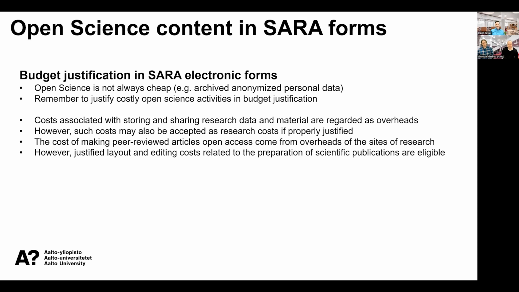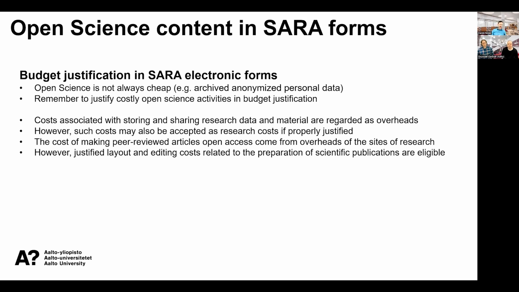However, there are some ineligible costs. For example, costs associated with storing and sharing research data and material are regarded by the Academy as being covered by project overheads, and therefore ineligible. However, the Academy does indicate that such costs can be acceptable as research costs if properly justified. Likewise, the cost of making peer-reviewed articles open access should come from overheads of the sites of research, according to the Academy, and it's not a good idea to budget costs for making your articles open access. The Academy does indicate that the layout and editing costs related to the preparation of publications are eligible.